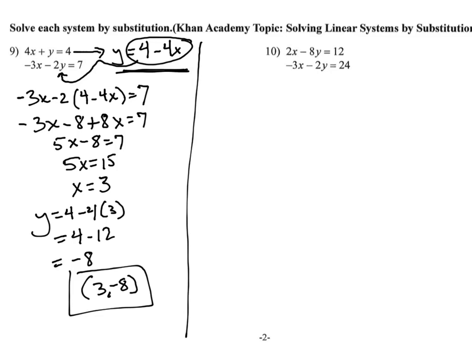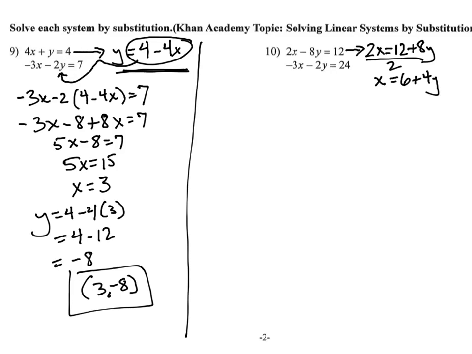Same thing with number 10. Here that's a little trickier because there's no clear variable that's by itself. So just looking at the two equations, it looks like solving for x in the top equation will be easier, because if you think a step ahead before actually doing it out, we're going to have the 2x by itself and everything will be divisible by 2. So I'm going to solve for that x in the first equation. I'm going to add 8y to the other side, and now I'm going to divide everything by 2. So x equals 6 plus 4y.